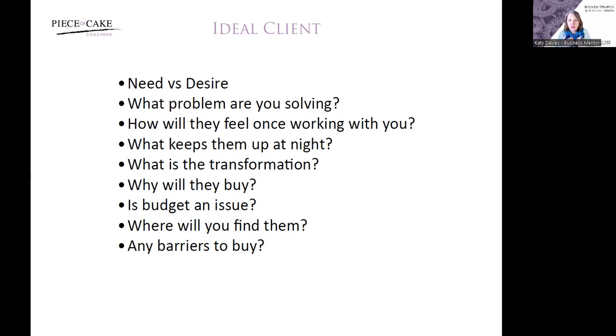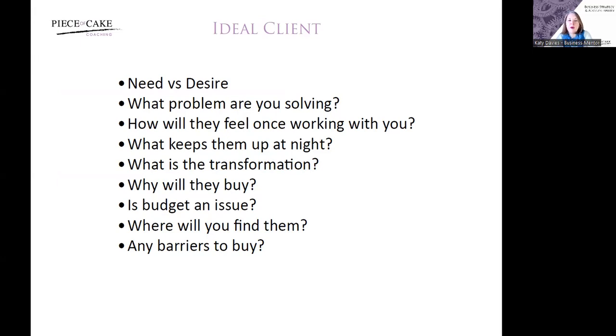And then, like I said, you can put in how will they feel once working with you? If it's a solution, is that the desire, or are you actually solving the need? So every answer to those other questions is going to be based on whether it's a need or a desire, or if it's a mix of both.